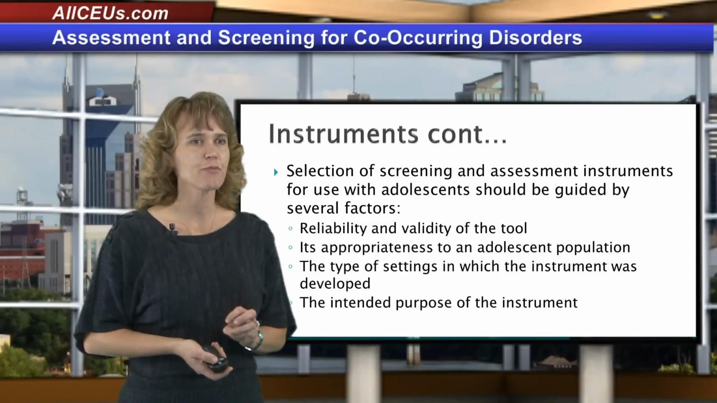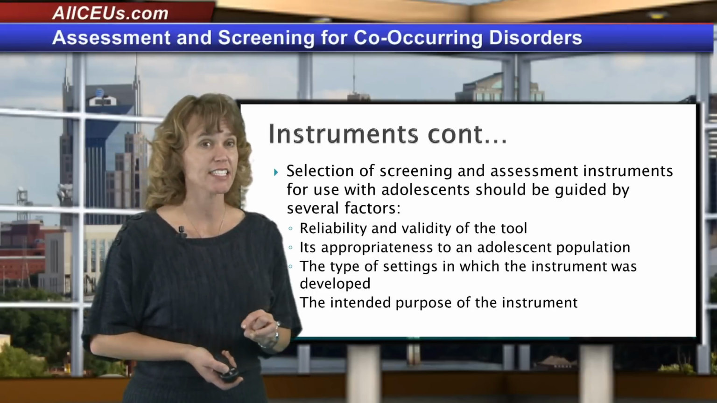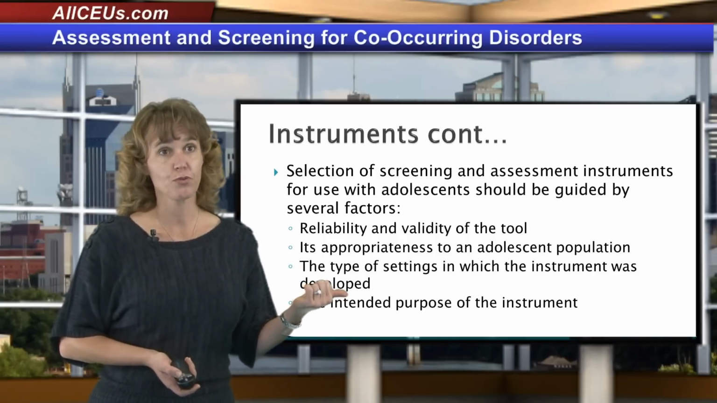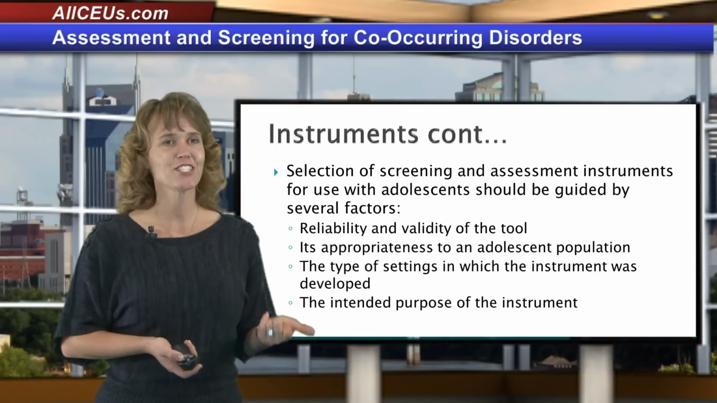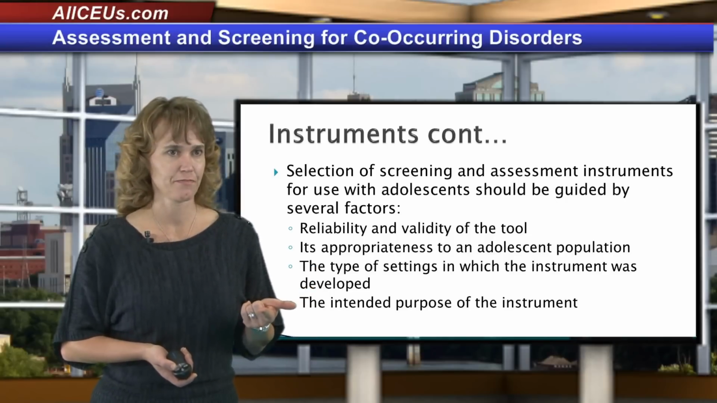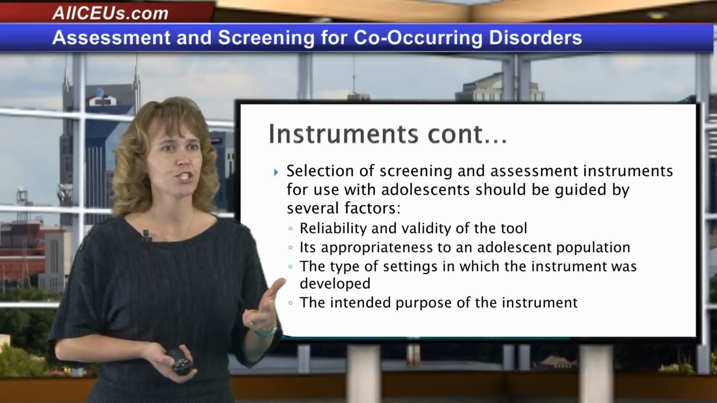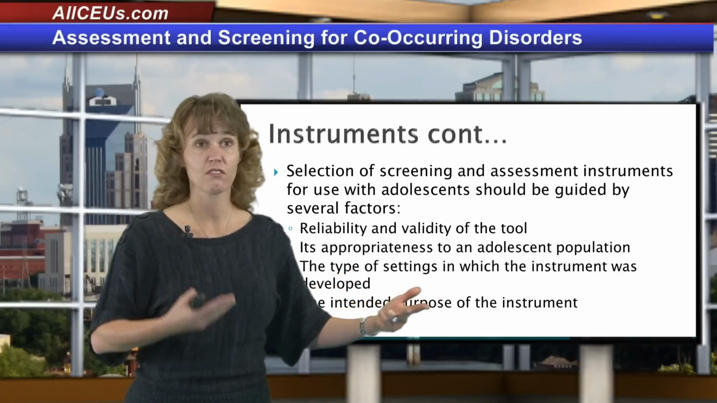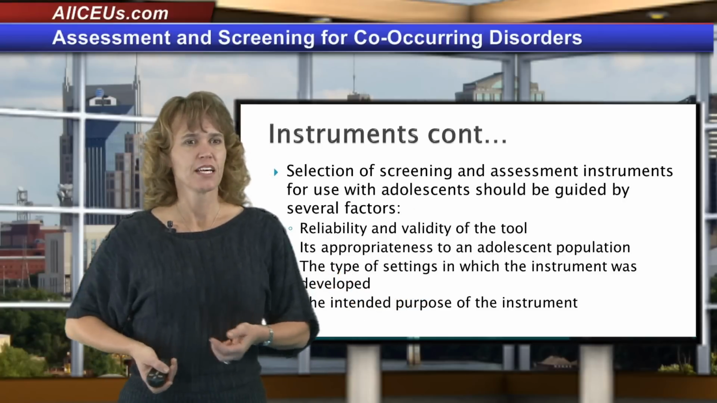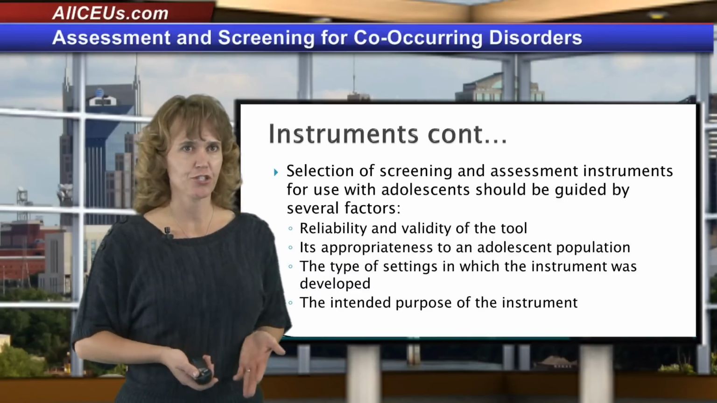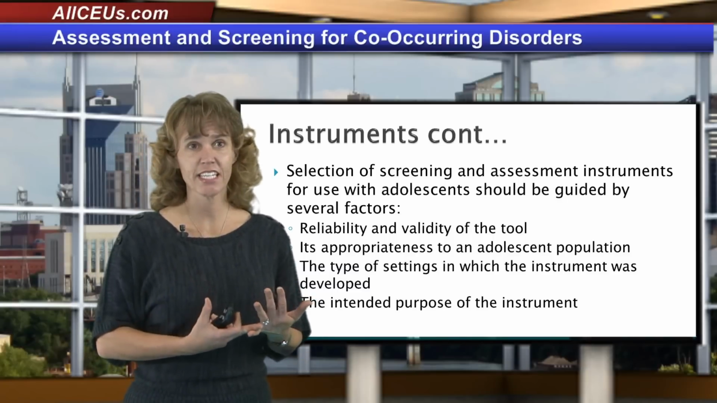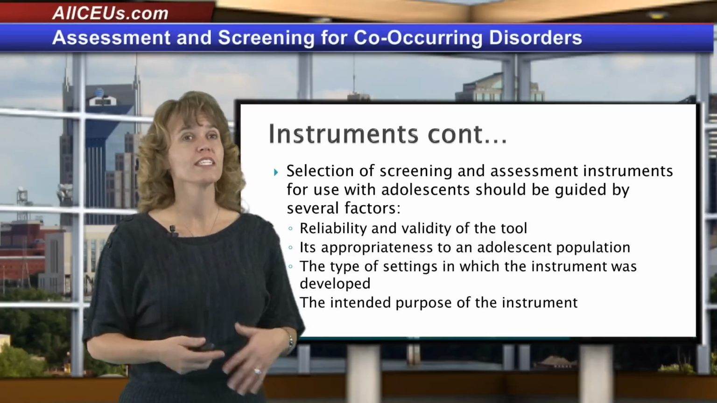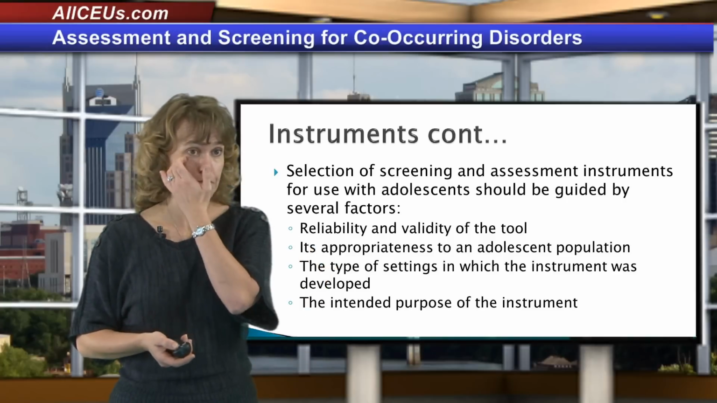Selection of screening and assessment instruments for use with adolescents should be guided by several factors: the reliability and validity of the tool, the appropriateness to an adolescent population, the type of setting in which the instrument was developed (medical, school, clinical, juvenile justice), and the intended purpose of the instrument. Is it a screening instrument or an assessment instrument? What's it supposed to measure? What is it supposed to predict?